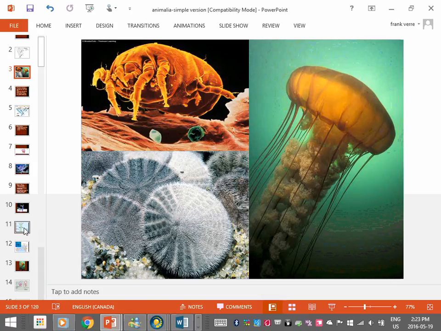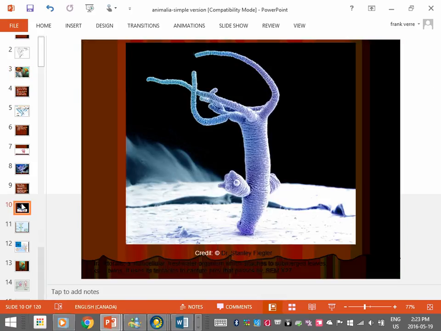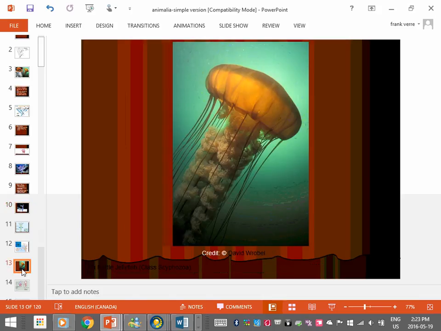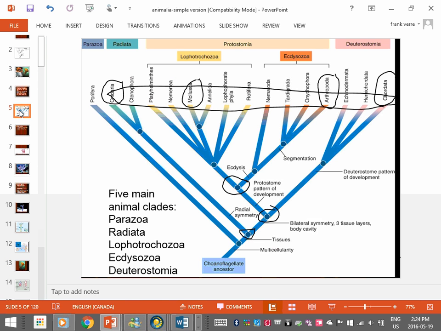So, what do you notice about the shape of a hydra or a jellyfish? But if I said to you, okay, tell me what the left side of a hydra or a jellyfish is. Right. So these things are radially symmetrical, which means they do not have a left and right side.